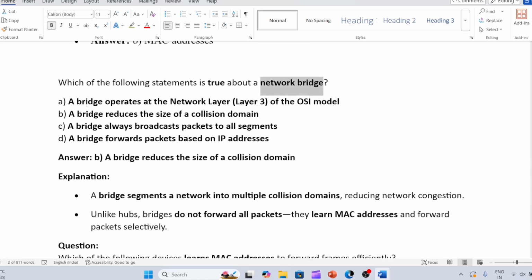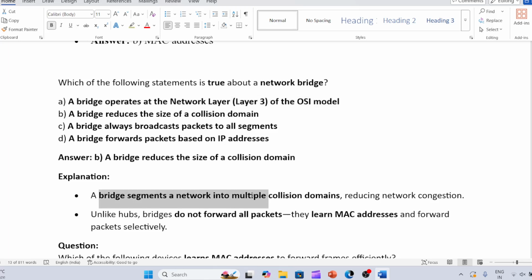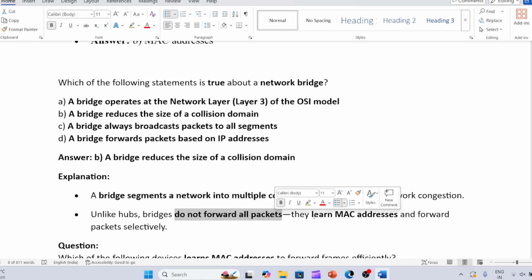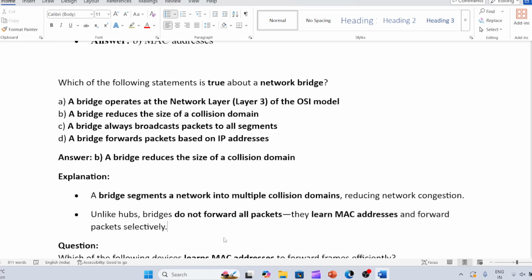कौन सा statement true है? Bridge operates on layer 3 of the OSI model. Yes, it can happen. Bridge divides a network into multiple collision domains, reducing the network. Unlike hub, bridges do not forward all packets. They learn MAC addresses and forward the packet. ये नहीं, इसका B रहेगा ना. हाँ, नेटवर्क नहीं, इस पे IP address रहेगा. यहाँ पे राउटर होगा ना. राउटर रहेगा तो this will be the answer, बट यहाँ पे ब्रिज लिखा है, so that's why this is incorrect. B is the answer of this question.